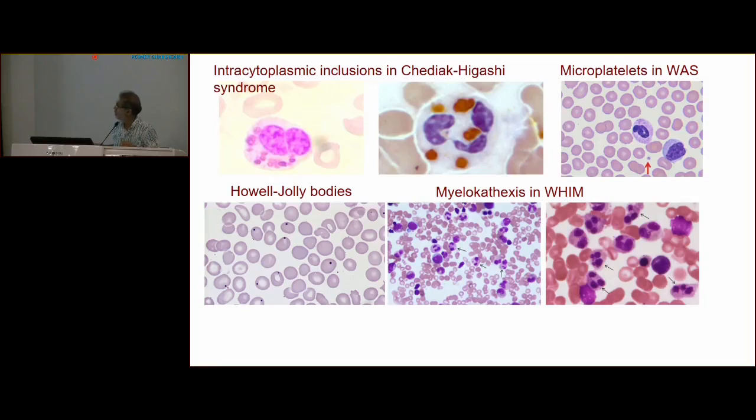Then you've got myelokathexis, which is a characteristic feature of WHIM syndrome, which is warts, hypogammaglobulinemia, infections, and myelokathexis.